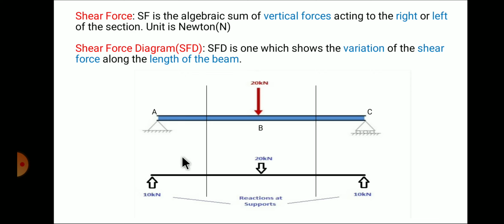When the structure is given to you, there are two methods. Either you can use the right section method, meaning if the BC portion is there, you are going to divide that, or you can use the left section method. Therefore, shear force is the algebraic sum of the vertical forces acting on the left or right of the section, and its unit is Newton.